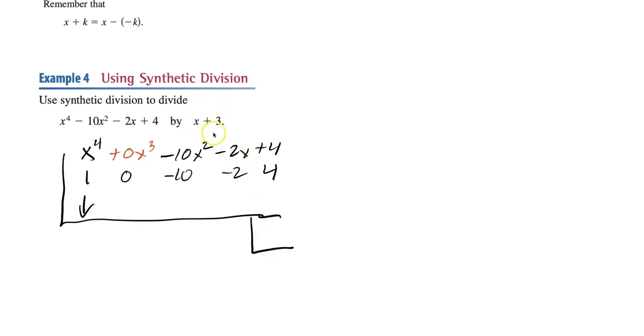Now, we're dividing by x plus 3. We're always going to use the opposite. So you have to use minus 3. It's like inside opposite type of thing. So over here, I'm going to put a minus 3. That's what we're dividing by. Now, here's the rule. That's what they're trying to show up there.